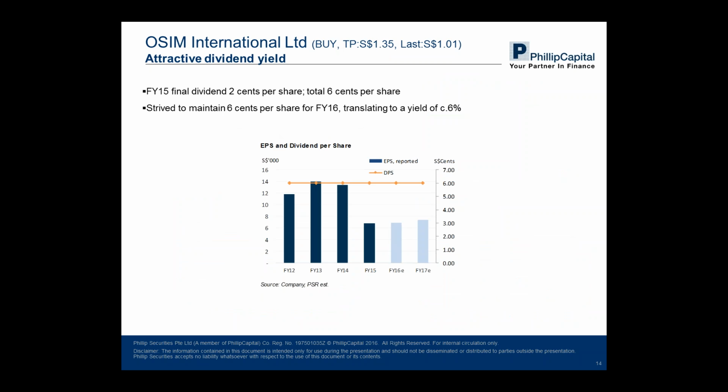They've announced a final dividend of 2 cents per share last year, giving a total of 6 cents per share. The management also guided that they will try to maintain 6 cents per share for this year, despite slowing sales. That would translate to a yield of about 6%. So this actually gives quite an attractive dividend yield.